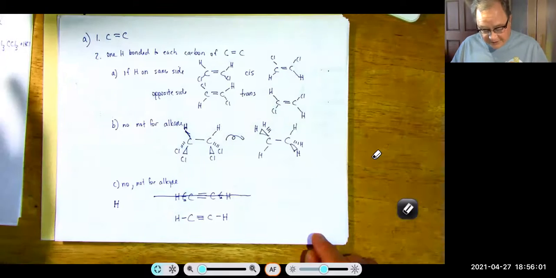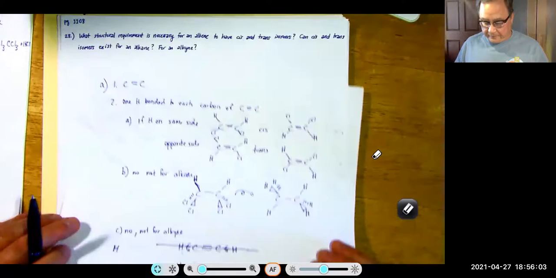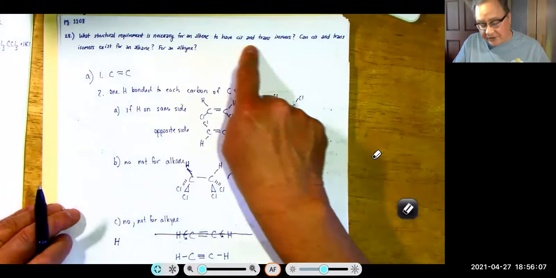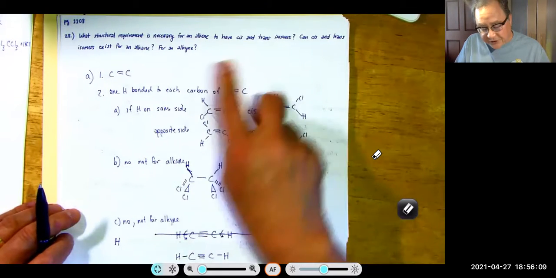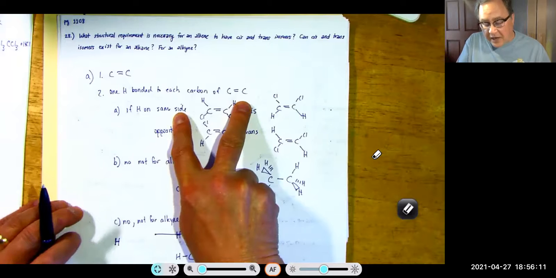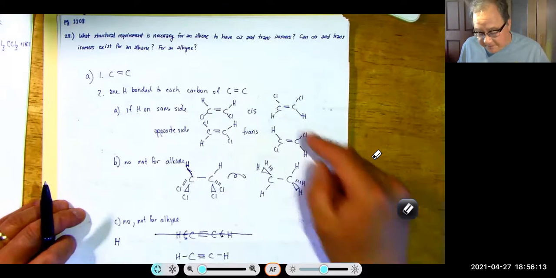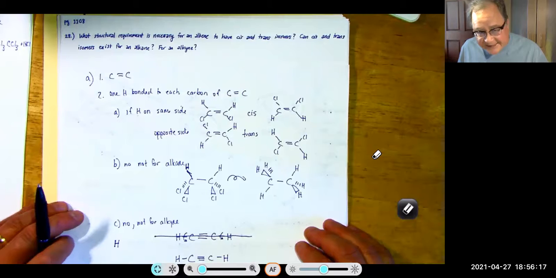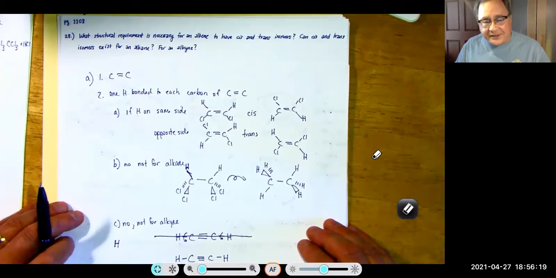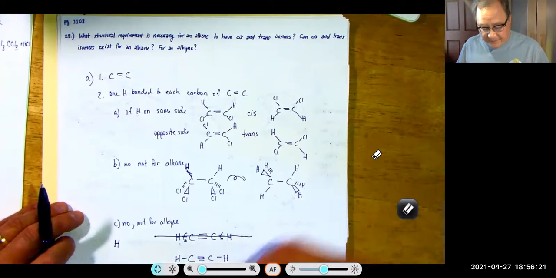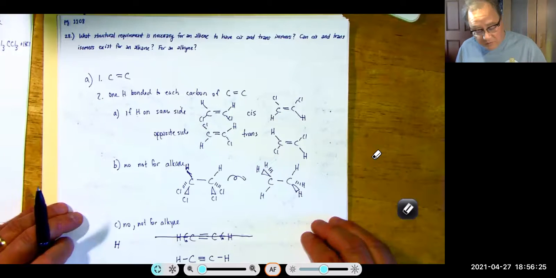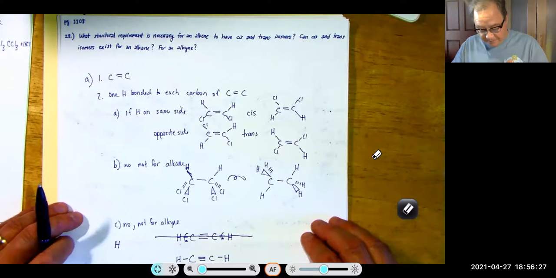All right, so back to this. What is necessary for an alkene to have cis and trans? 2 hydrogens on the double bond, 1 hydrogen on each carbon of the double bond. If the hydrogens are on the same side, it's cis. If they're on opposite sides, it's trans. Can cis and trans exist for an alkane? No. For an alkyne? No.